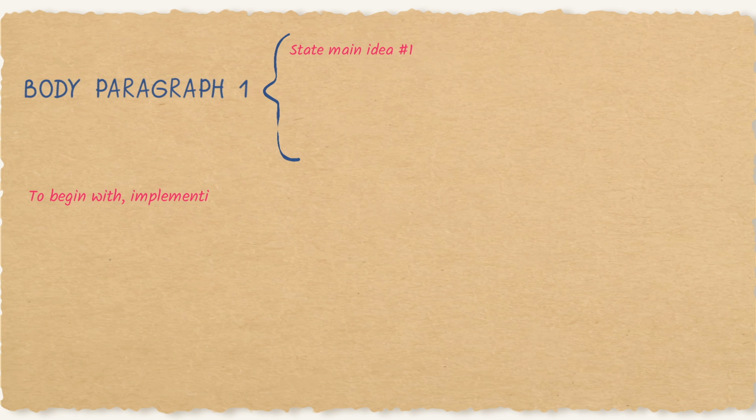Now let's start our first body paragraph. As you know, my first sentence in body paragraph 1 is to state my main idea. So what was our main idea? Undermine national progress. I'm going to change it because in our thesis statement I wrote the same. I'm going to use other words here. To begin with, implementing this proposal would degrade the productivity of our nation. This is my main idea.